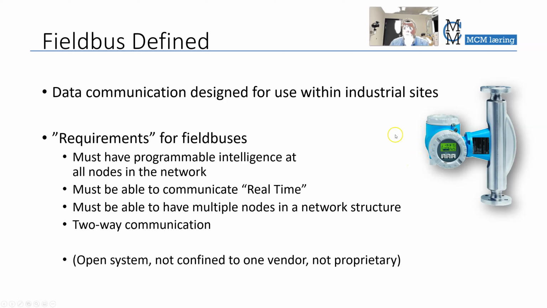RS-232 is ruled out because RS-232 is only point-to-point. Two-way communication, so you request data from this one and it replies back. It's not like broadcast where you only send data, even though you send it to multiple nodes. If you don't expect a reply, it's not a Fieldbus, so it's not networking in that manner. Usually also it's an open system, which means that it's open for all vendors to use, not confined to one vendor, so it's not so-called proprietary.